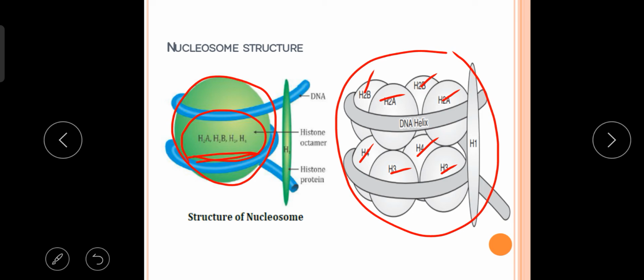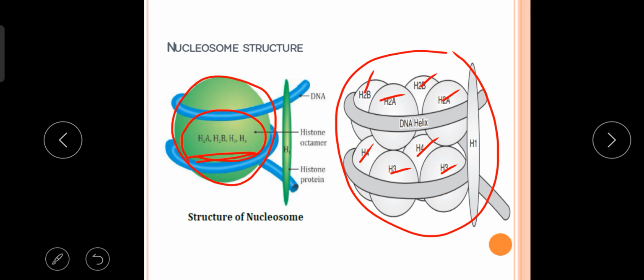Yes, the nucleosome consists of histone proteins, which are basic and positively charged proteins. And DNA is always negatively charged. That is why they attract each other. One is positively charged, one is negatively charged.